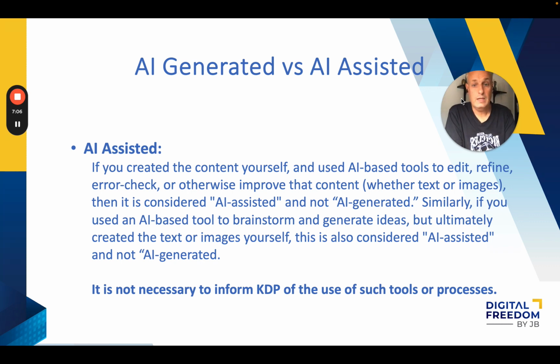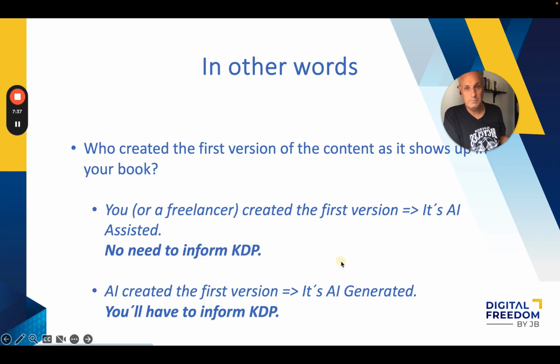So I think this leaves a lot of room for us to still use AI to really improve the quality of the things we produce. But it has to be our product and not an AI product. That's really the difference KDP wants to know about. And even if you create something with AI, you can still publish it, you only have to inform them. So how do we inform them?